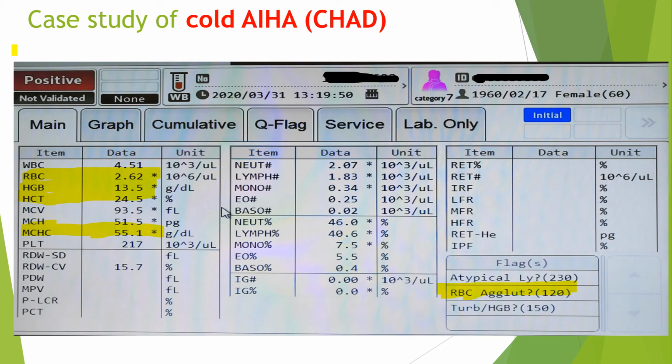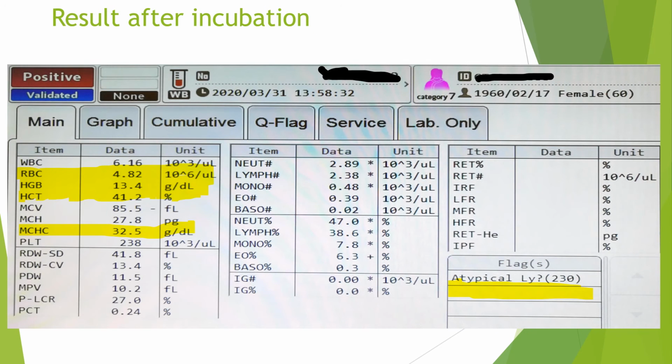It was suggested for the sample to be incubated at 37 degrees for about 15 to 20 minutes. You would notice that the RBC, hemoglobin and hematocrit are now following the rule of three. The value of HB is 3 times RBC, and the value of hematocrit is 3 times the value of hemoglobin. The MCHC also became normalized, and there are no more agglutination flags seen in the machine's result.